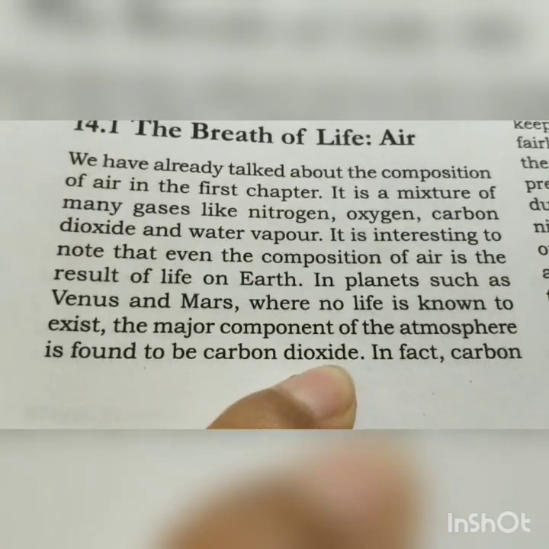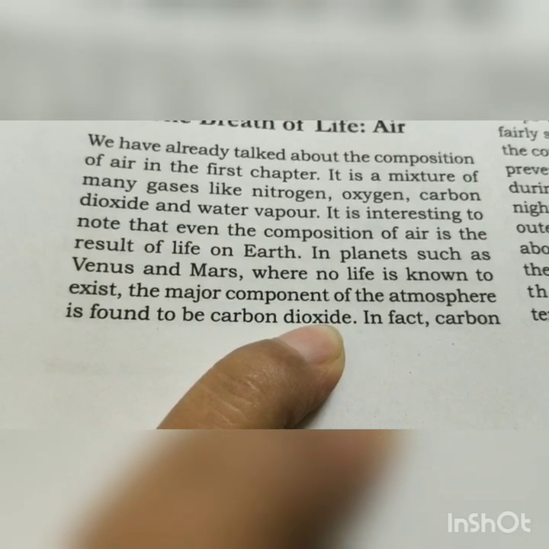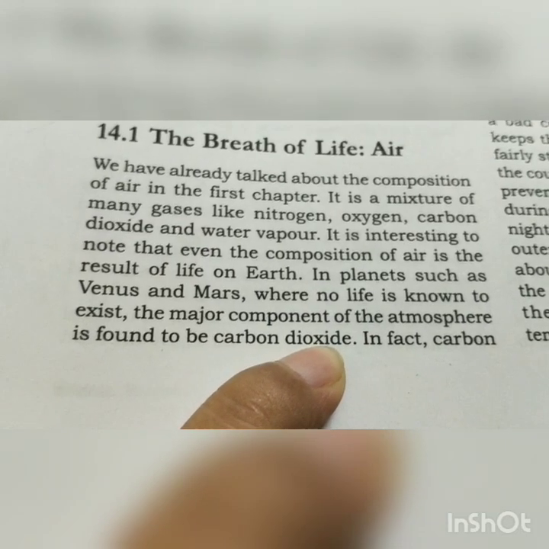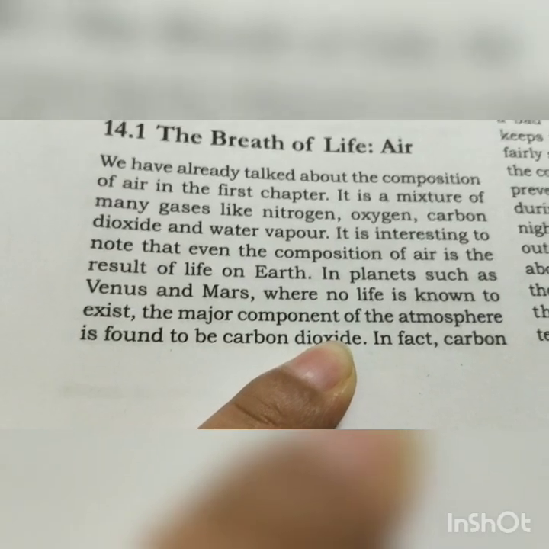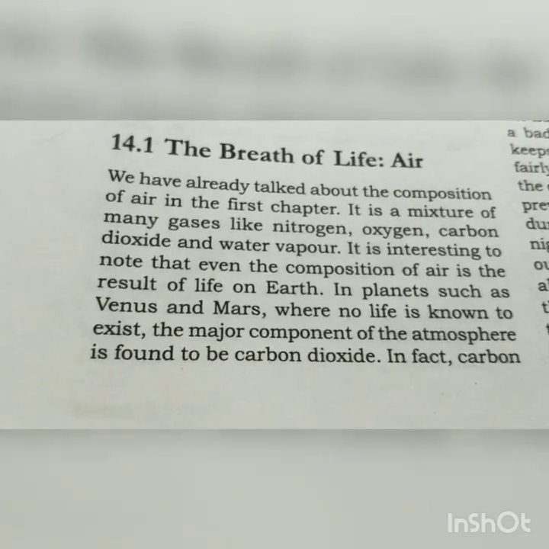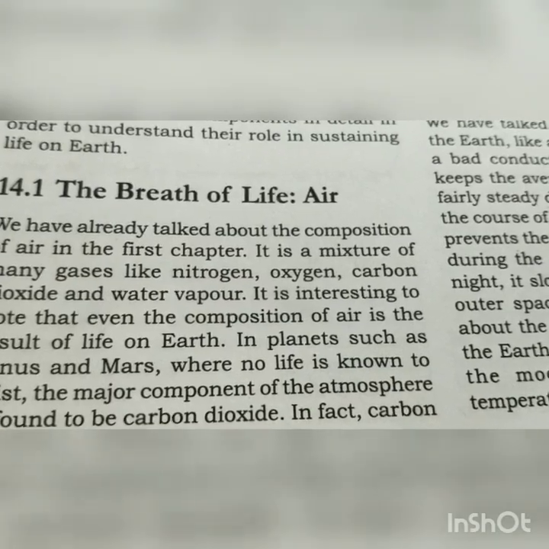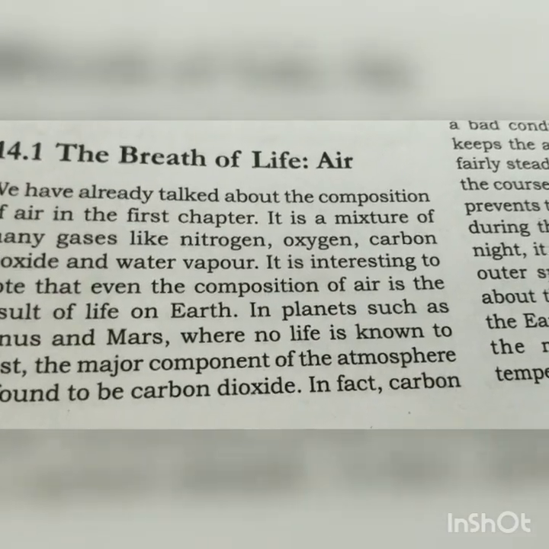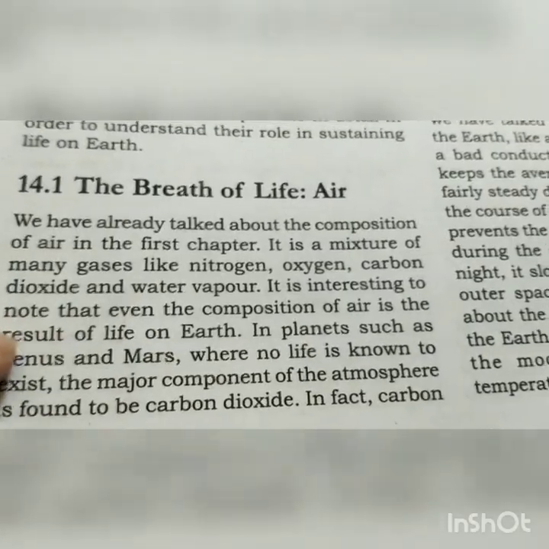So, in planets like Venus and Mars, where life is not there, the maximum amount of which gas is there? Carbon dioxide. That's why life is not possible on those planets. But here on the Earth, the mixture is nitrogen, oxygen, carbon dioxide, and water vapor, all mixed up and making air. That's why life is possible on the Earth.